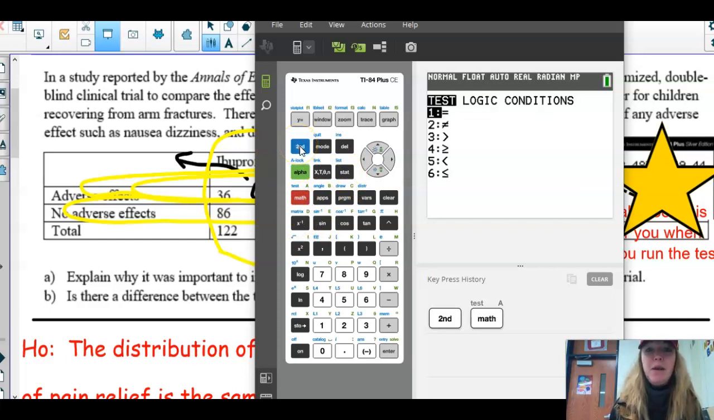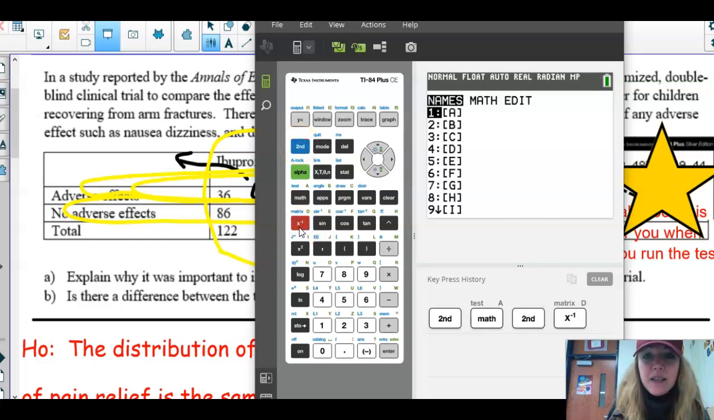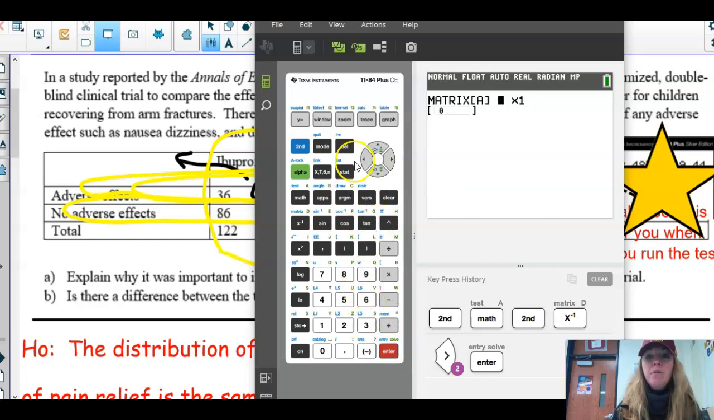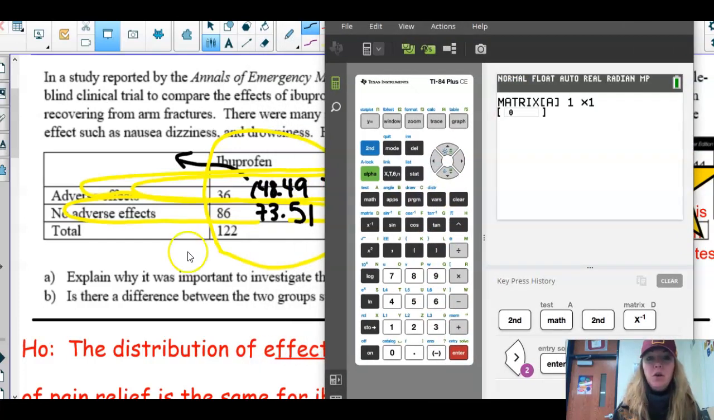Okay, so what am I doing right now? I'm hitting second x to the negative first. And that gives me my matrix operators here, okay? And I'm gonna go over and I'm gonna edit, enter, okay? And now I'm gonna enter my data. Now it's important to note, if you look at your data to see how many rows we have and how many columns, I wanna be clear, we never put the totals in as rows or columns.